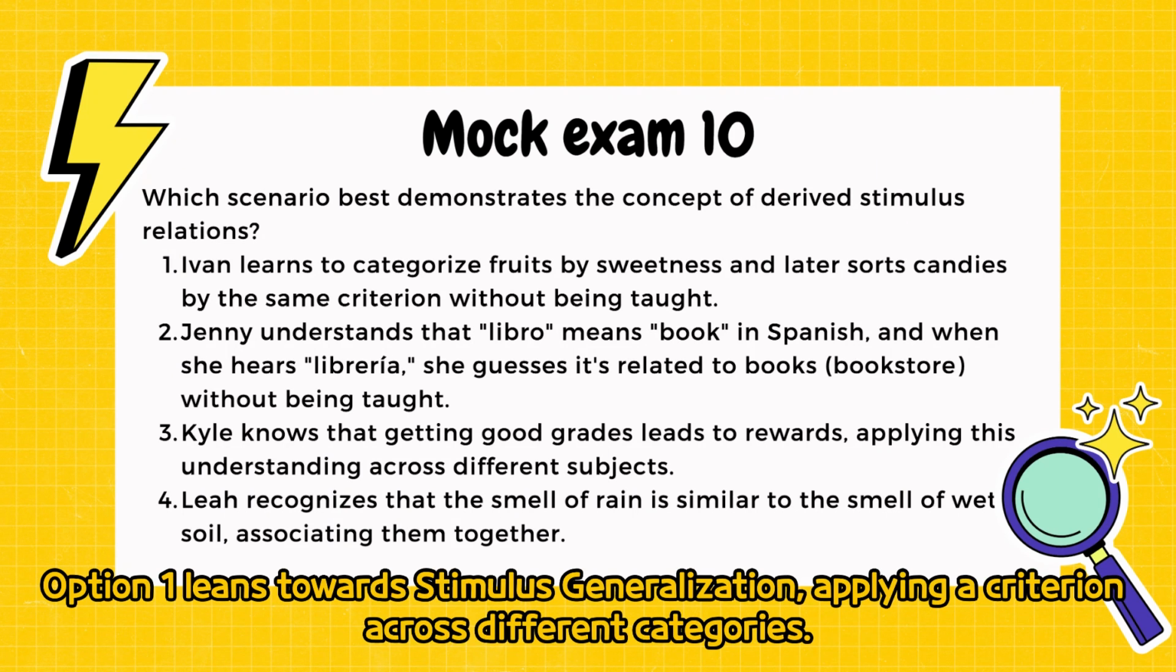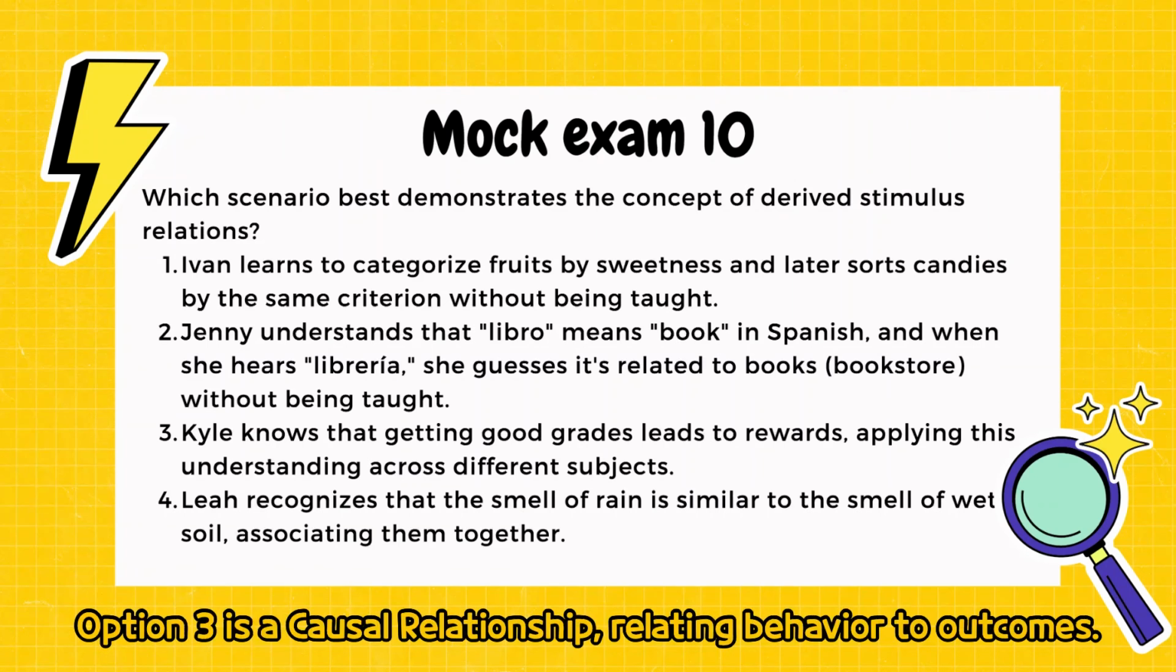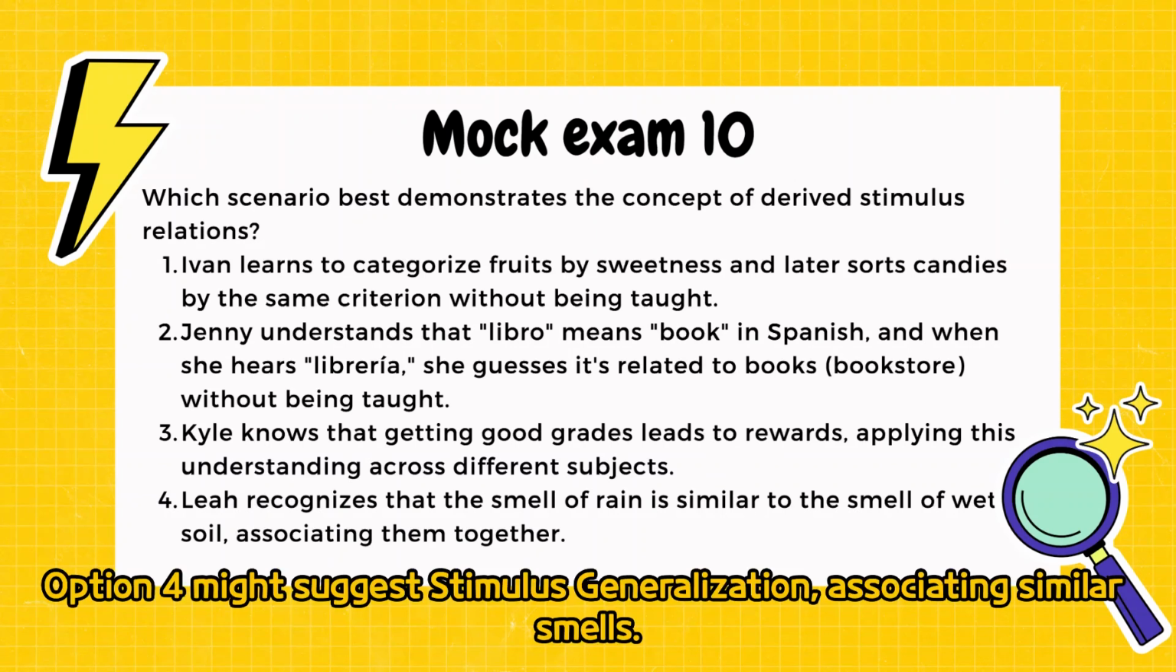Option 1 leans towards stimulus generalization, applying a criterion across different categories. Option 3 is a causal relationship, relating behavior to outcomes. Option 4 might suggest stimulus generalization, associating similar smells.